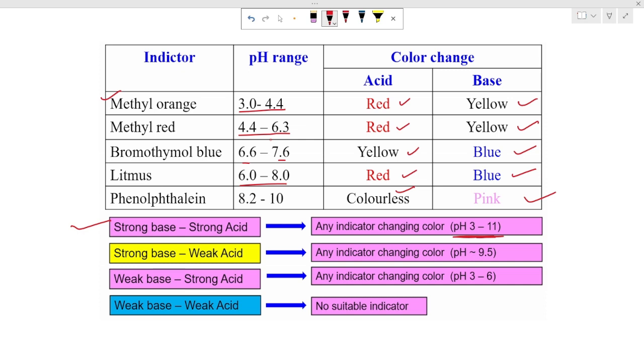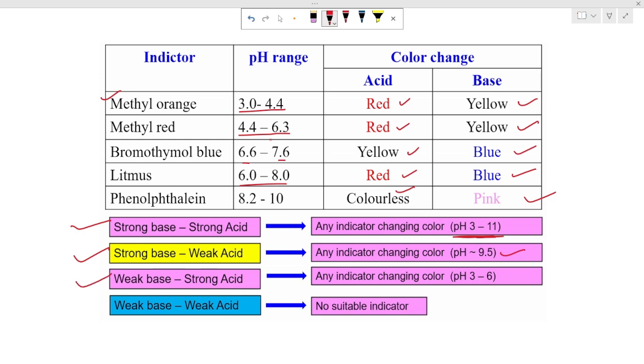Okay, so mostly we make use of phenolphthalein as indicator. We can use methyl orange also, methyl red also, phenolphthalein also, but mostly we use phenolphthalein because it gives a sharp change in color. The second case is strong base and weak acid. Here, any indicator which changes color near 9.5 can be used. For example, phenolphthalein can be used in this case.